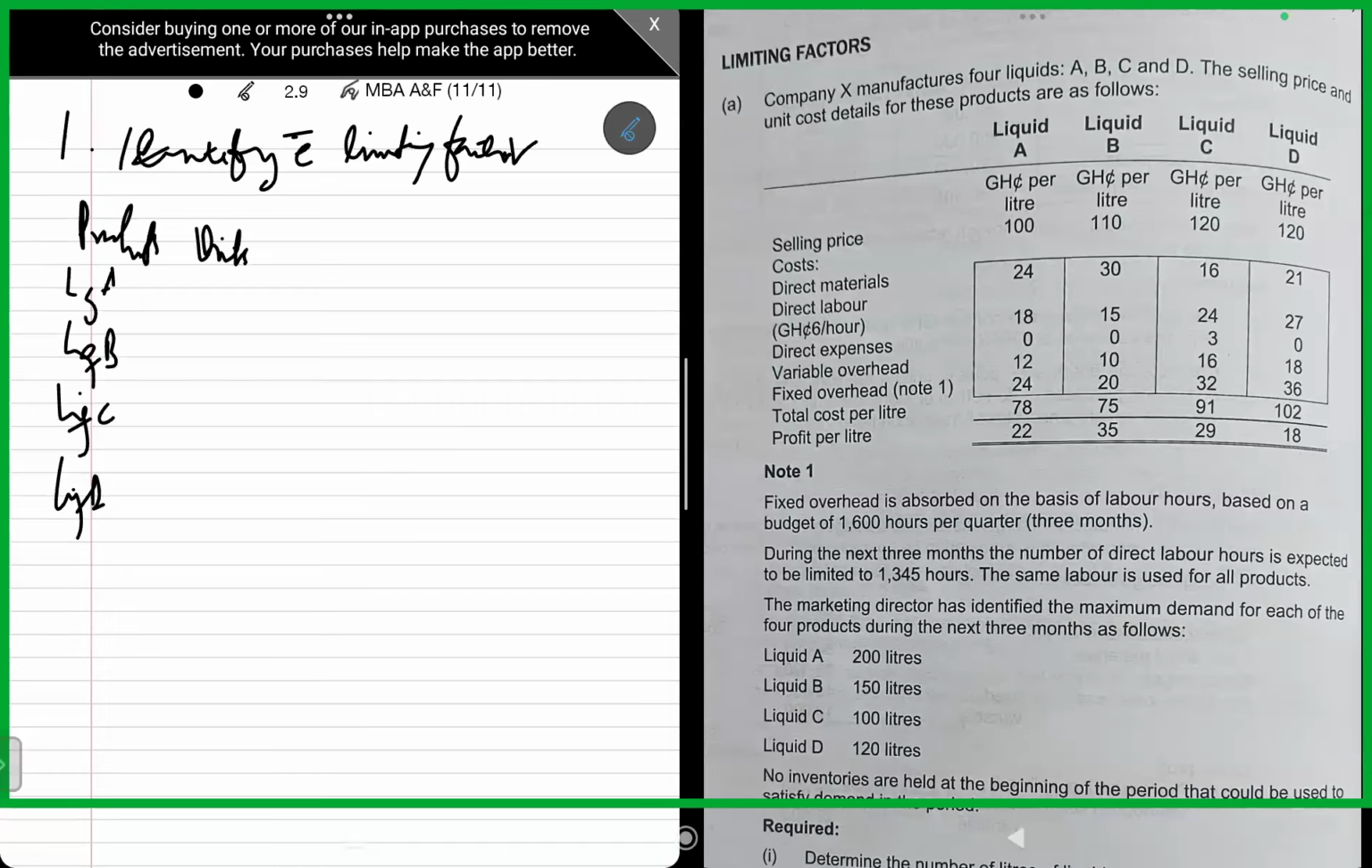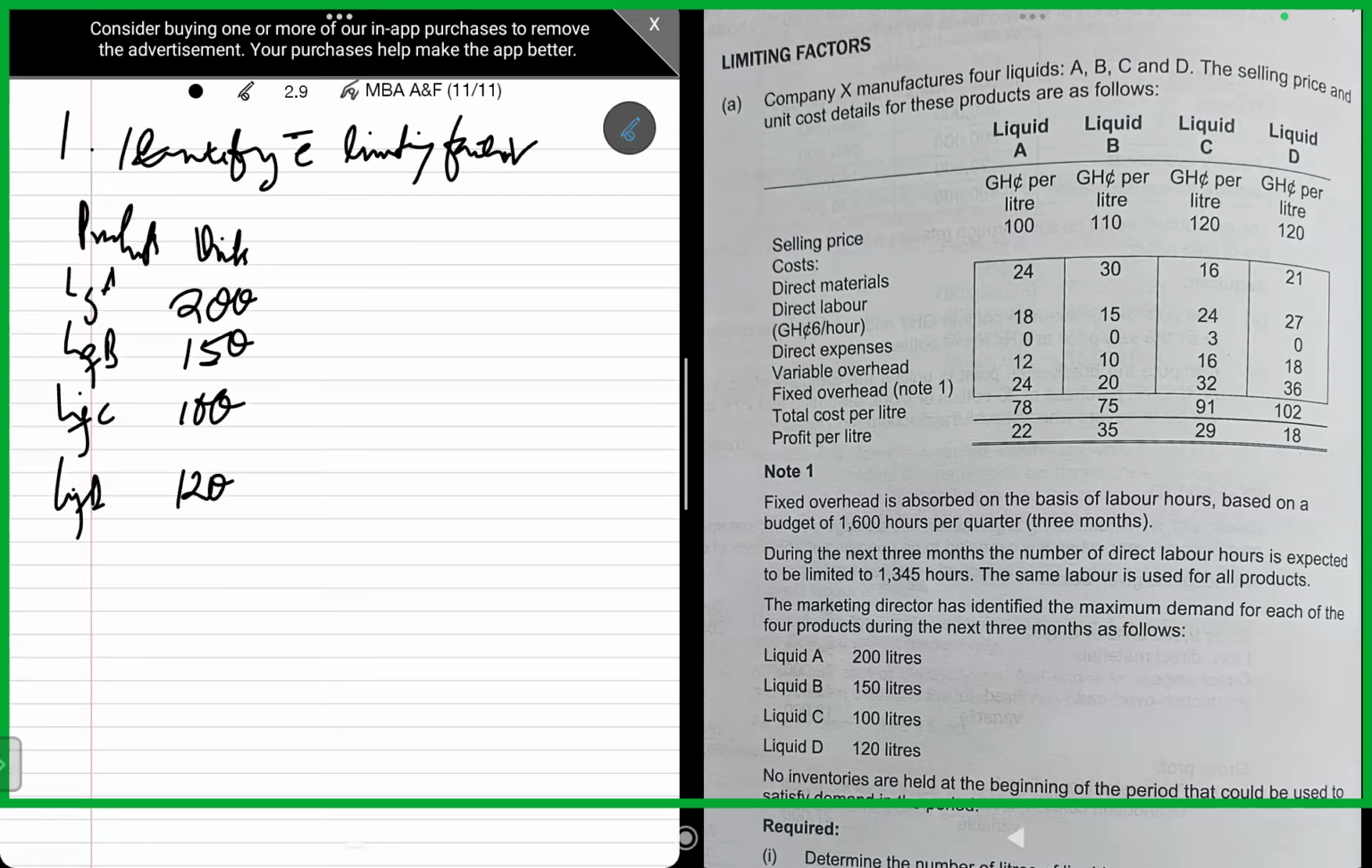So the marketing director has identified the maximum demand for each of the 4 products during the next 3 months as follows. We have 200, 150, 100, 120. Very good. This is the number they want to produce, the maximum demand.